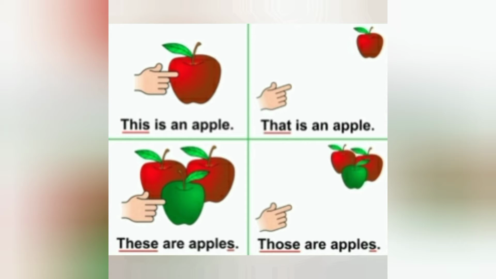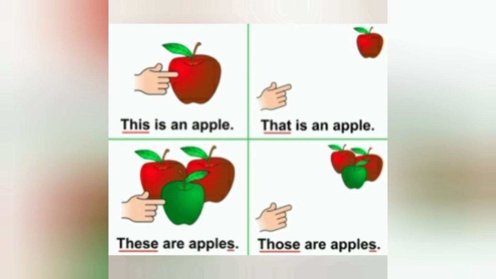Now we shall try to understand this, that, these, and those with examples. Look at this picture. This is an apple. We have used this because the apple is single and close to the hand. In this picture, similarly, we have used that because the apple is single and far from the hand. The next is these. We use these in this image because the apples are more than one, meaning plural, and the apples are close to the hand in this image.